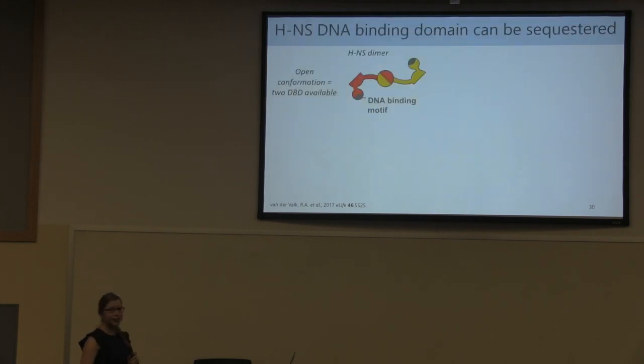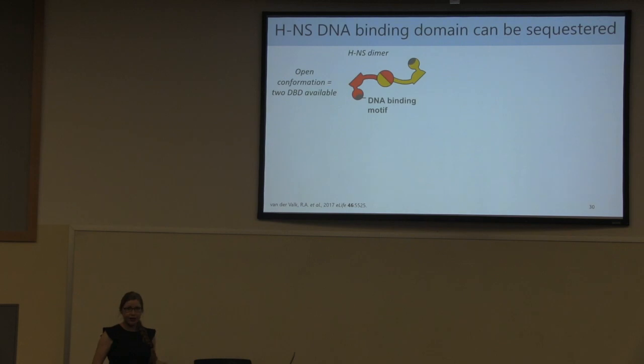So the first conformation they observed was called an open conformation. And so if you were to look at one HNS dimer here, so the red and the yellow are monomers forming a dimer, in this open conformation, both of the DNA binding domains, and in particular, the residues of HNS that can bind into the minor groove, which I'm showing in the gray, are open and available for binding DNA. So in this conformation, HNS could bind to two separate DNA molecules.